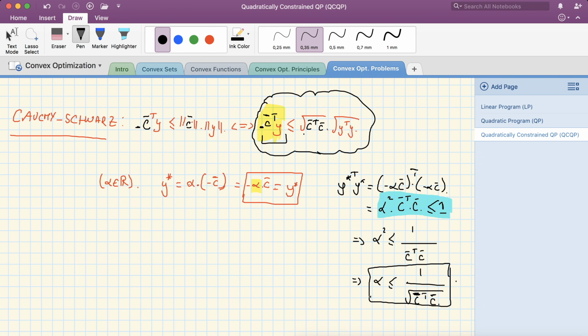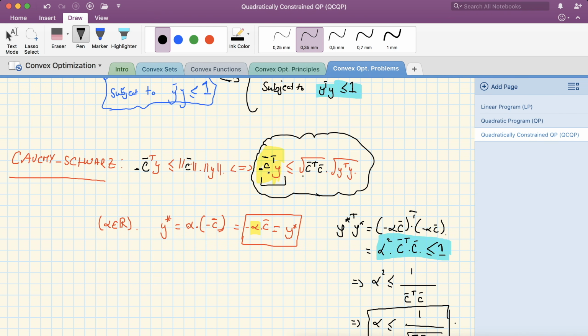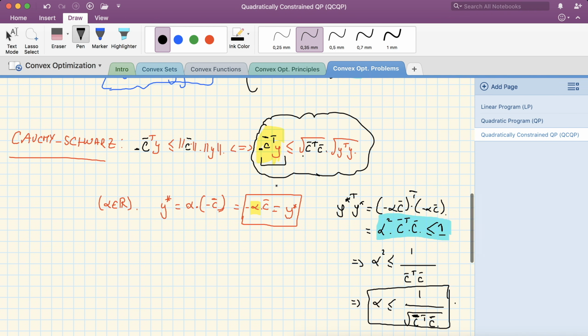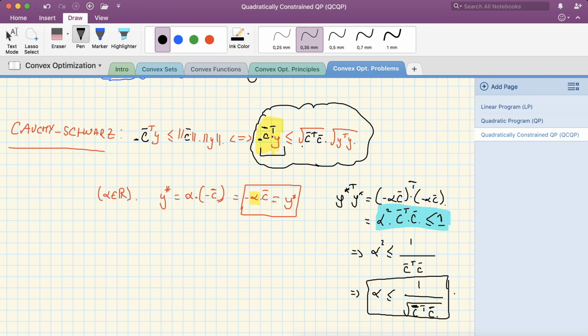However, how do we choose the best alpha? It is right back here in the cost. So remember, we're maximizing this cost. So if I replace y star back in the cost, what do I get? Minus c bar transpose times, replacing y star, we get minus alpha c bar. A minus and minus is a plus, and alpha is extracted outside. So this becomes alpha c bar transpose times c bar. So this is your cost at the optimal value, at the optimal y.